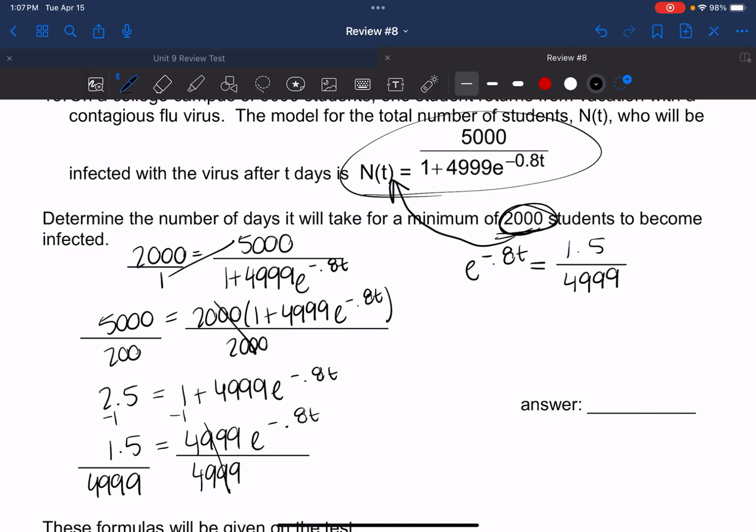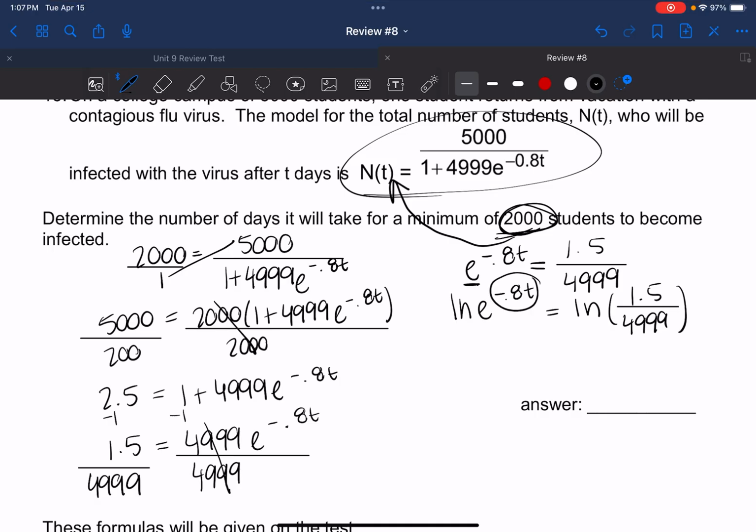Definitely not going to be able to get a common base here. So just like on the two problems we were doing on the page before, I'm going to have to take the log of both sides. Now, because I have e, I know I'm going to take the natural log of both sides. So this will be ln of e to the negative 0.8t equals ln of 1.5 over 4,999.